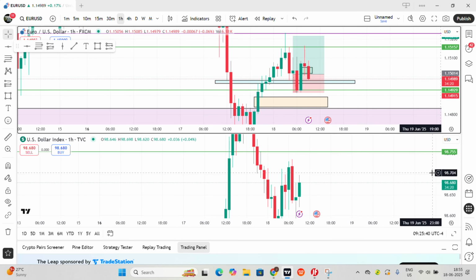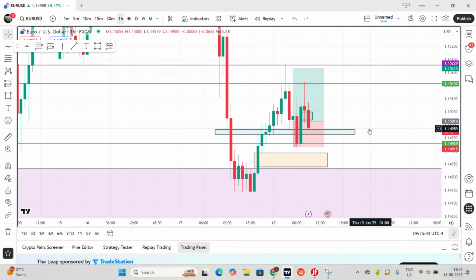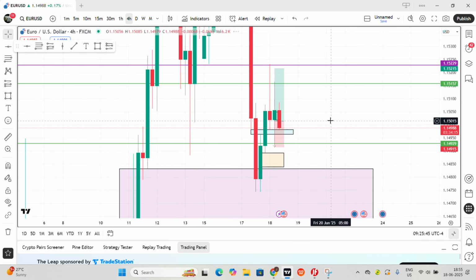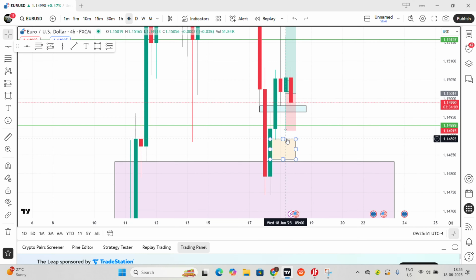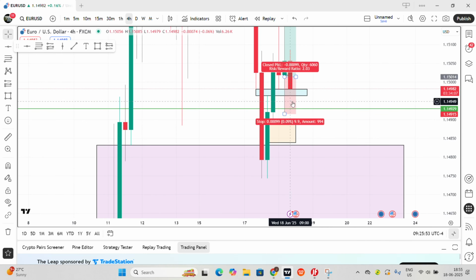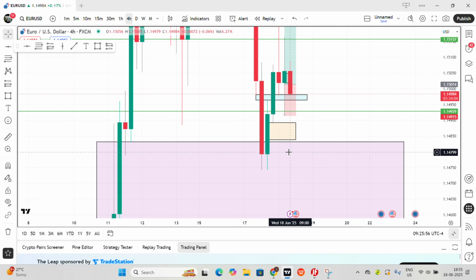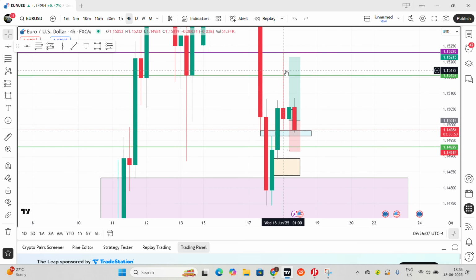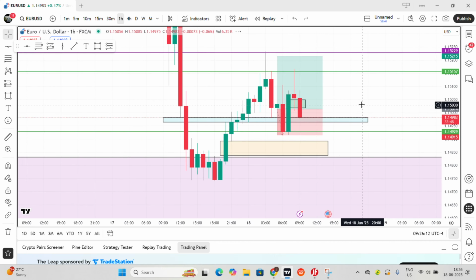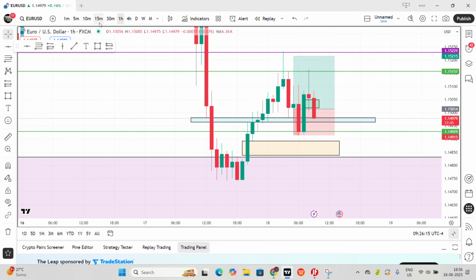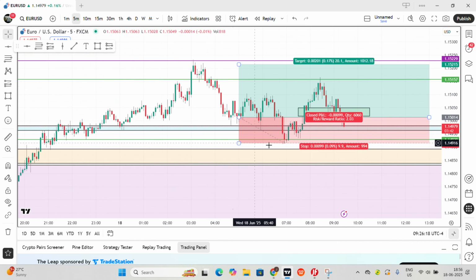The possibility is there. So based off of that logic, and also the fact that we have got a 4-hour fair value gap right here, which was respected by the 5 a.m. 4-hour candle, I'm expecting that this 9 a.m. 4-hour candle, which is forming right now, will respect this. And if it does respect the 4-hour FVG, we might see the market move up.